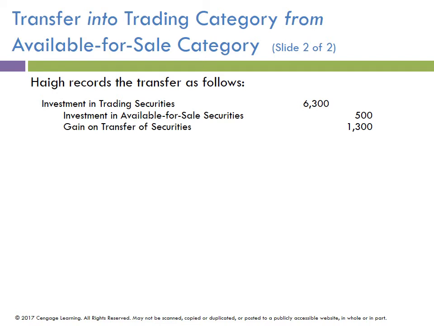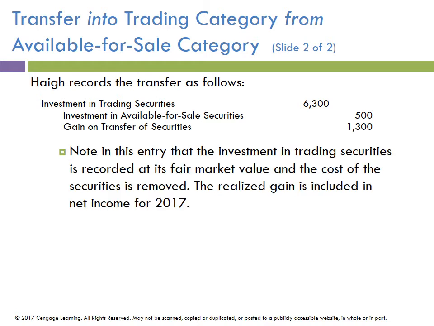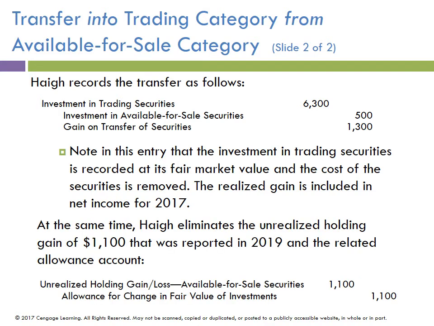They will debit investment in trading $6,300, credit the investment in available for sale securities $5,000, that should be the original purchase price, and then credit gain on transfer of securities $1,300. Immediately recognize that. In this entry, the investment in trading securities is recorded at its fair value and the cost is removed. The realized gain is included in net income in that year.